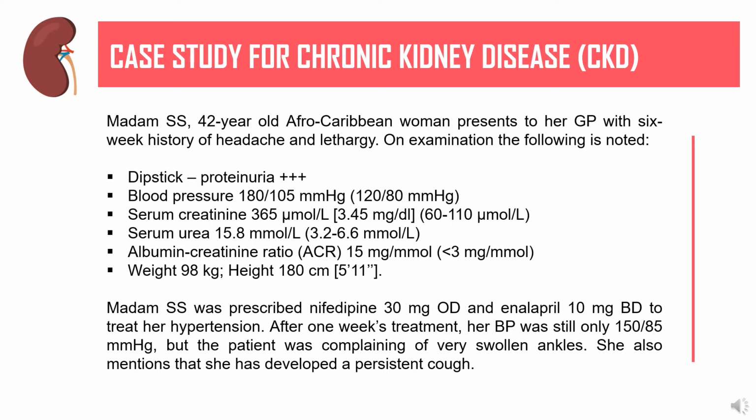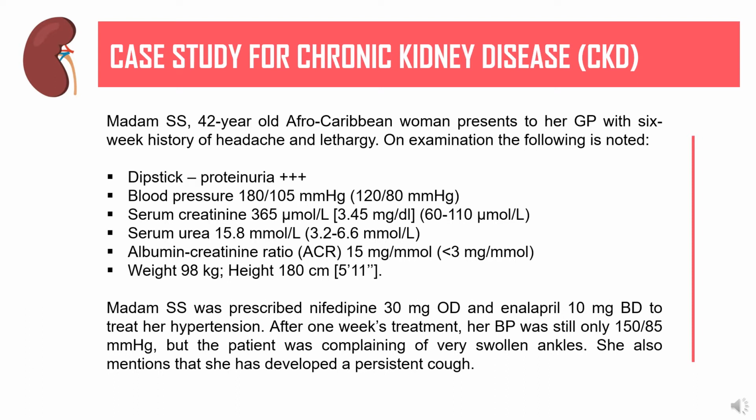In her dipstick study, she is positive for proteinuria. Her blood pressure was 180 over 105 mmHg. Her serum creatinine level was 365 micromole per liter and the serum urea was 15.8 millimole per liter. Her albumin creatinine ratio, or ACR, is 15 mg per millimole. Her weight was 98 kg and height 180 cm.